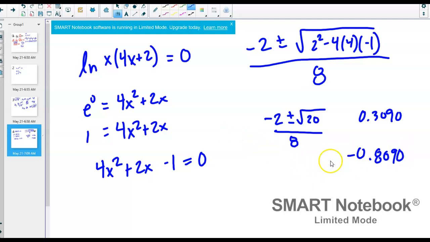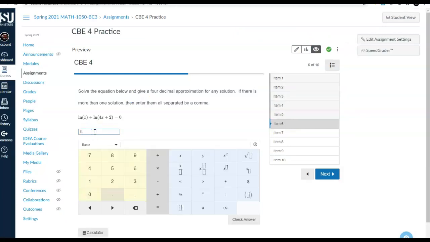So because our original was the ln of x, I can't have this as a solution. So this one's not one of my solutions. It's just the 0.3090 is the only one. So 0.3090.